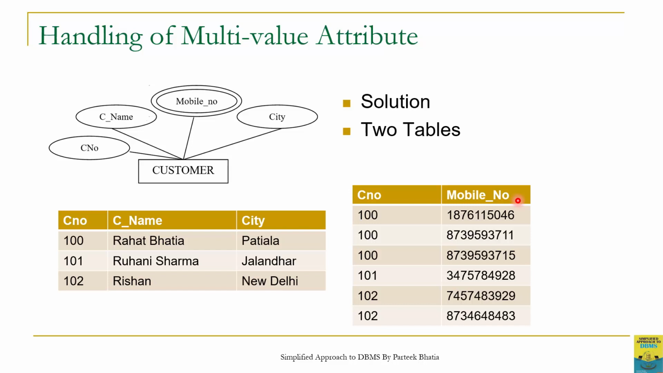It is further important to note that in the first table, this C number will act as a primary key. In the second table, this C number is repeated. Mobile number can also be repeated for multiple customers. So the primary key will be the C number and mobile number combination.